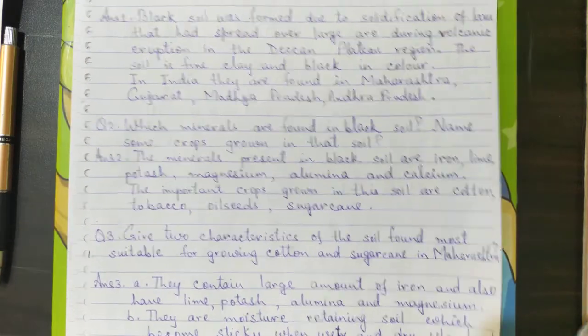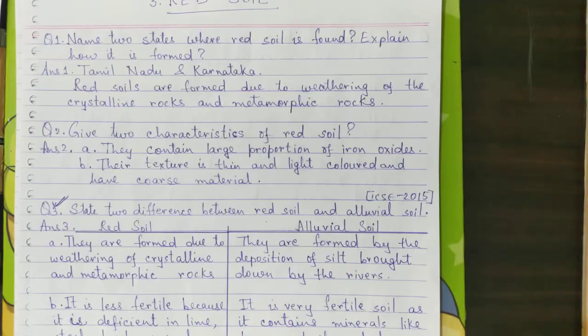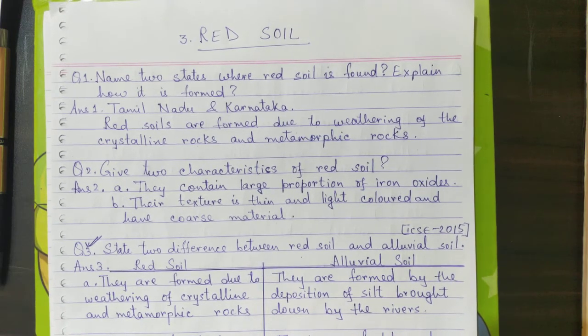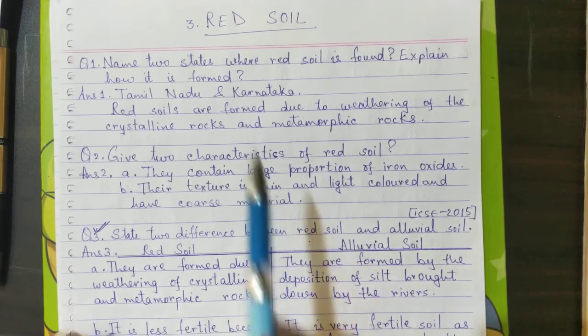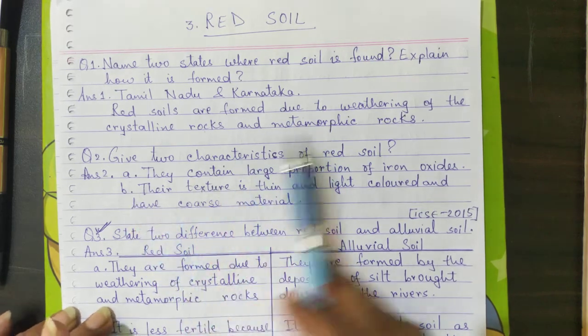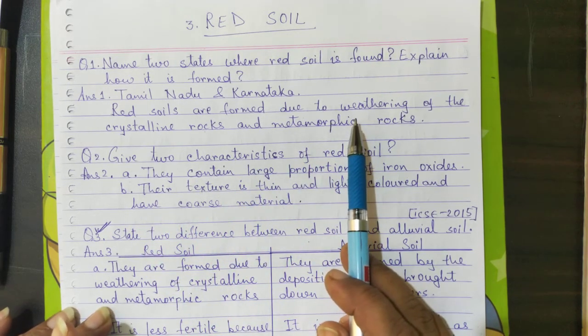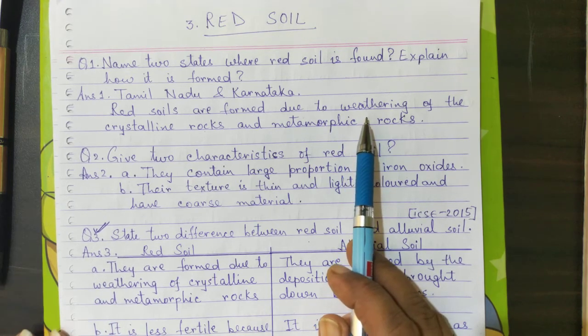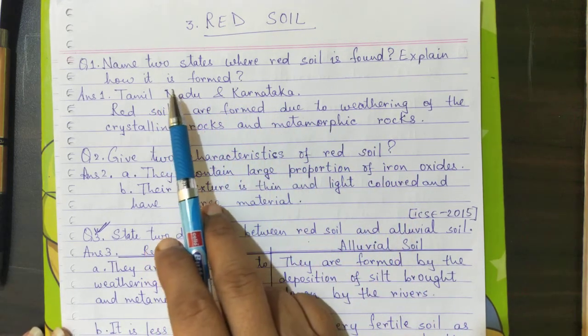Now these are important questions with regard to black soil. Then we have red soil, which is not considered to be very fertile soil, but still crops are grown with the help of irrigational facilities. Now let us see some important questions.